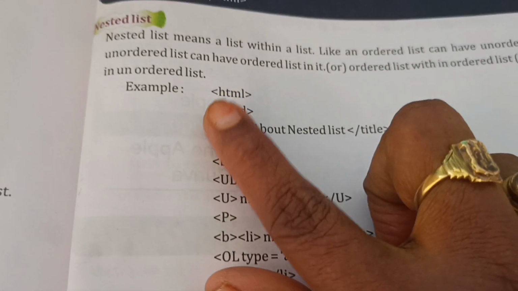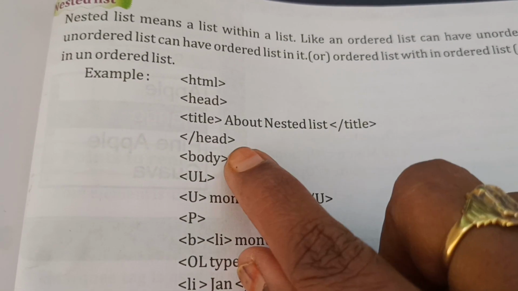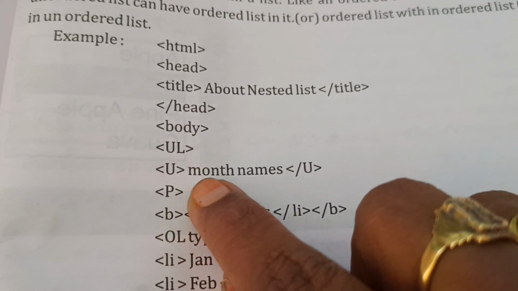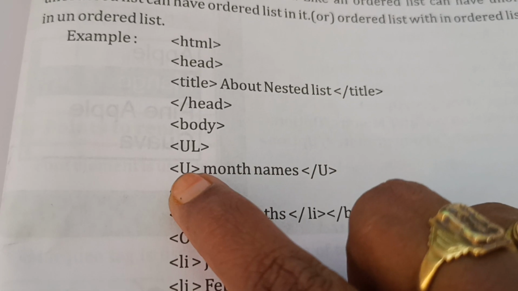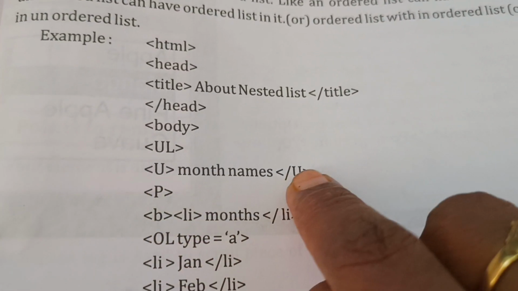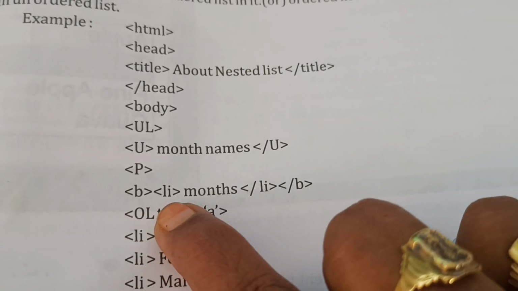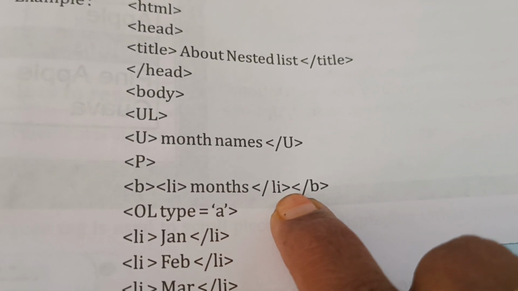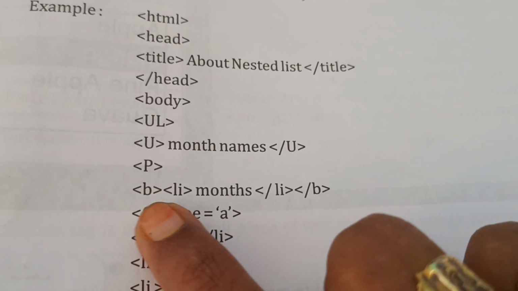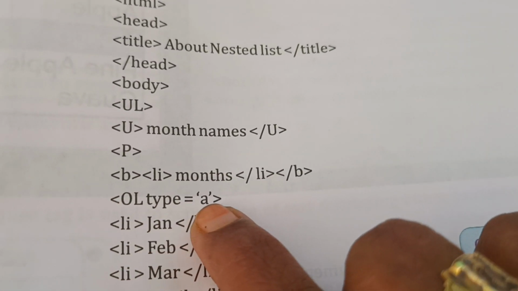Once observe this one. HTML, head, title about nested list, heading closing, body. UL means unordered list. Months names. U means underline. This is the main heading. You can give the underline here. Next paragraph started. Next, months list. List opening bracket, list closing bracket. This B means bold. It is very bold. And bold closing bracket. Another list given type A.